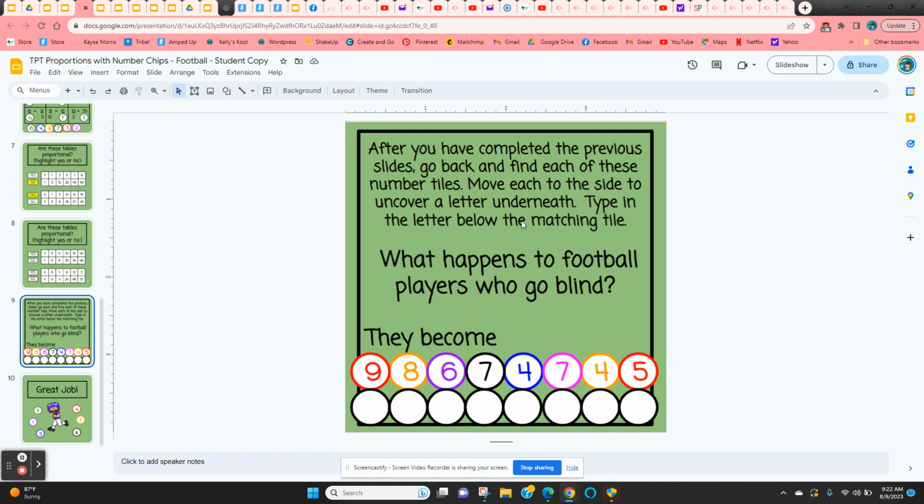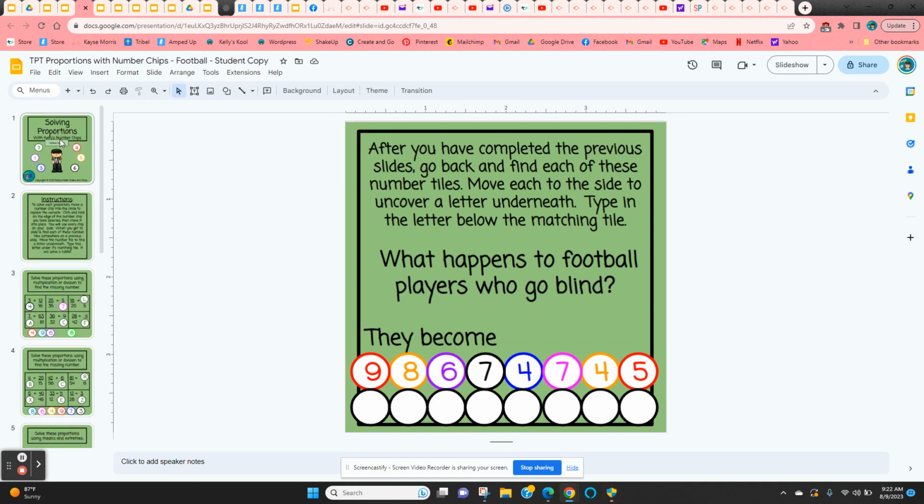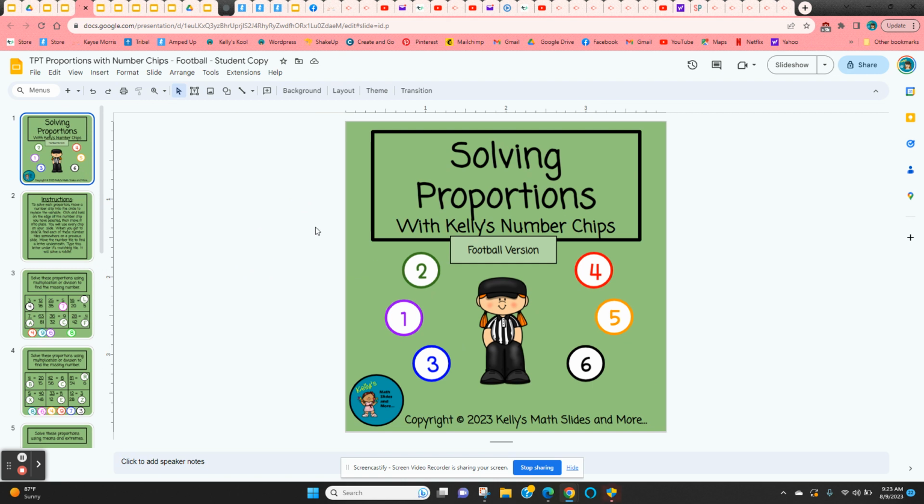They've got a football riddle, and they're going to solve it by typing in certain letters. So they're going to go back over the previous slides. When they find a red 9, they're going to move it to the side. There will be a letter underneath, and they're going to type that letter. They're going to do that with every single one of these. And it should, if they've done it correctly, spell out the answer to the riddle. So that is solving proportions with number chips, the football version.